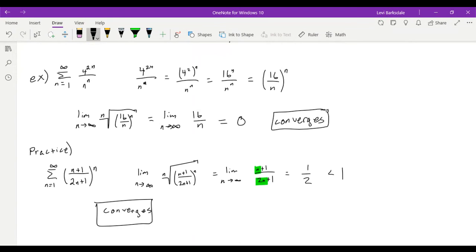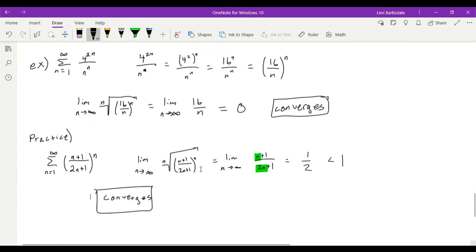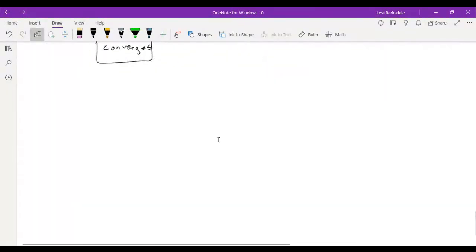All right, that's probably enough of the root test, because, like I said, fairly straightforward. And that will bring us to the last major topic. That is power series.